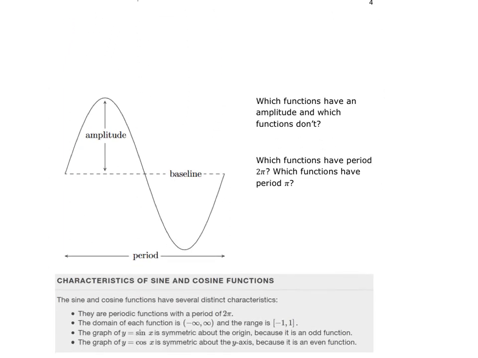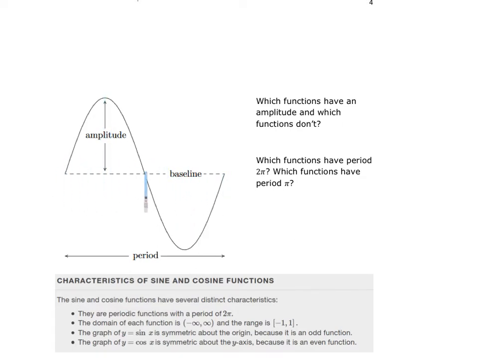The other thing when we talk about sine and cosine functions is that they have amplitude. The way that we describe amplitude is the distance from the baseline to a maximum, or the distance from the baseline to a minimum. To find the total distance traveled, you would take the amplitude and multiply it by 2. If you know the total distance traveled, then you can find the amplitude by taking the maximum, subtracting off the minimum, and dividing by 2, and that will give you the amplitude.